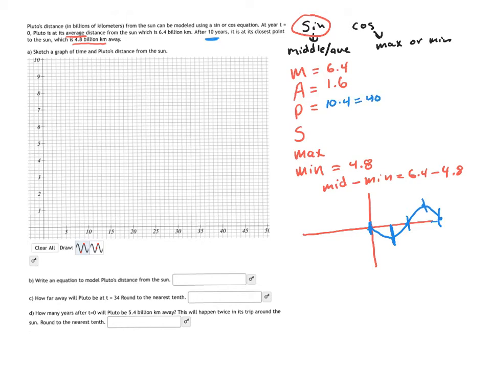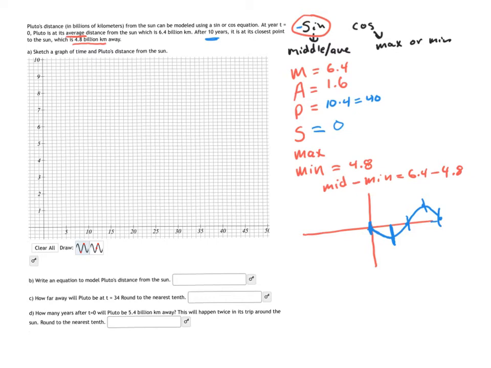Then the next thing I'm going to do is take a look at the shift. Well, I'm choosing to do cosine. Since cosine is going down, I can say that this is a negative cosine. If I make this a negative cosine, then there will be 0 shift. Okay, so let's go ahead and figure out the equation, or actually let's go ahead and graph this first.